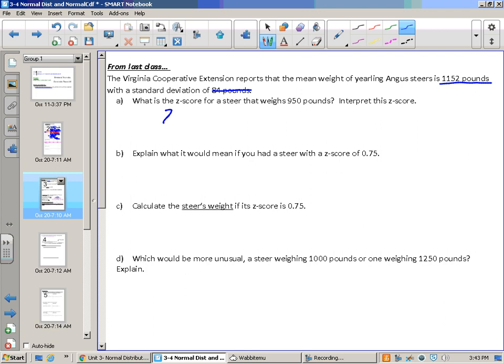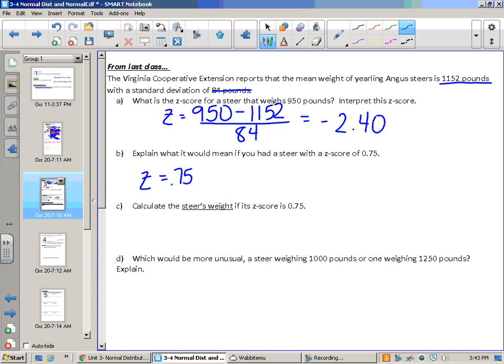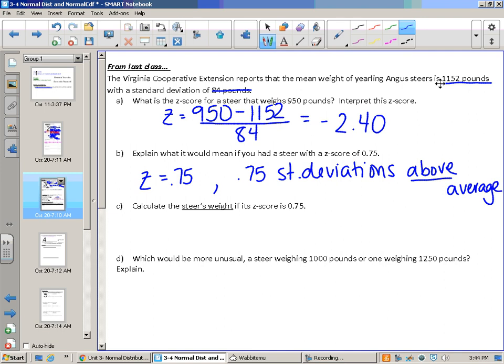What is the z-score for someone that weighs 950? So I'm going to do 950 minus 1152 divided by 84, and I get negative 2.40. So 2.4 standard deviations below average. What would it mean if you had a z-score of 0.75? That would mean that you are 0.75 standard deviations above, because it's positive, average. And we know the average weight to be 1,152 pounds.